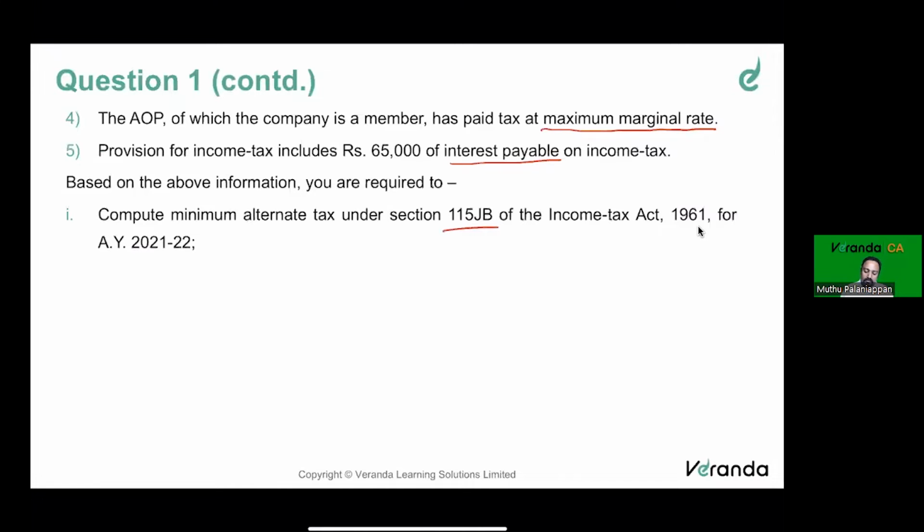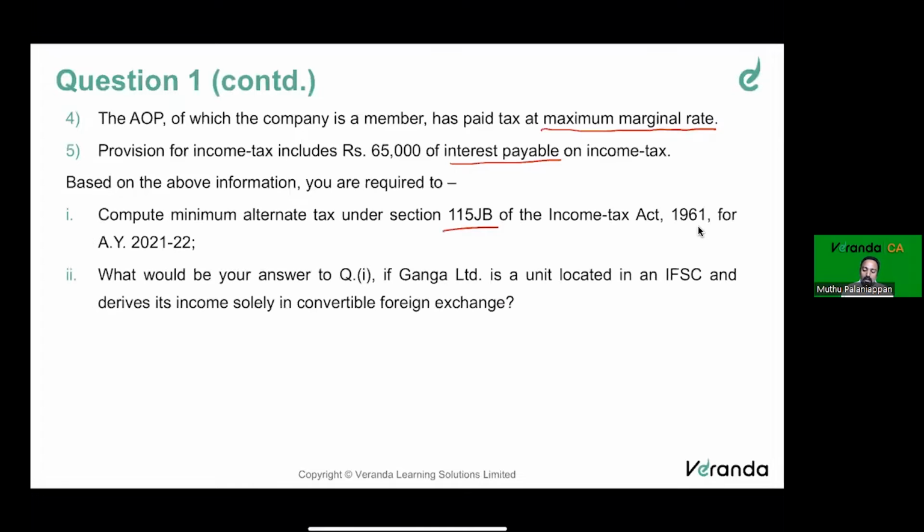So in this 115JB, they have also given an alternative. What if Ganga Limited is located in an IFSC? That is International Financial Service Center. So it is similar to your SEZ. What do you think SEZ means? It says it's a special economic zone, which means it has been given a special economical status. What economical status?